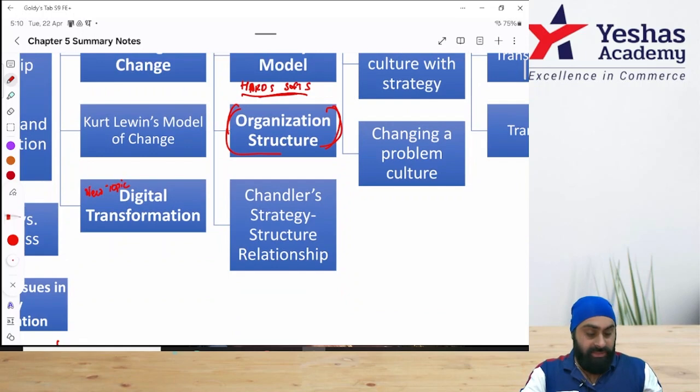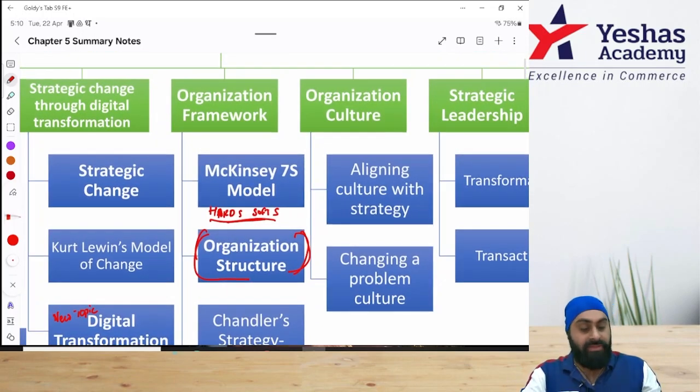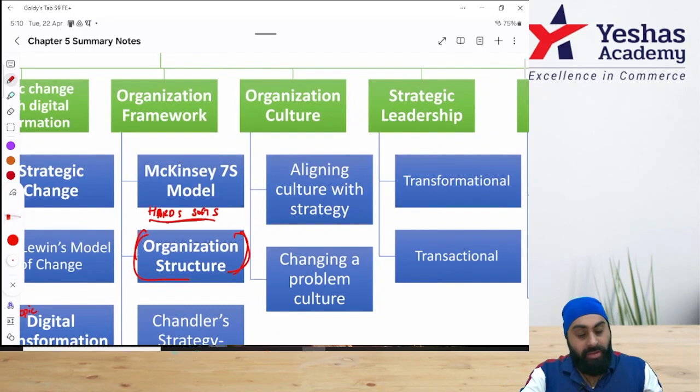Chandler strategy structure relationship. What do you mean by that? How can you manage the Chandler strategy structure relationship? Organization culture: aligning the culture with the strategy.